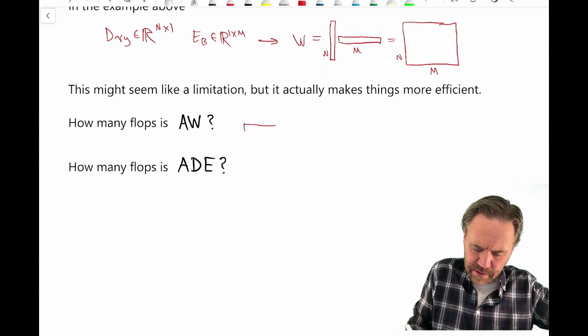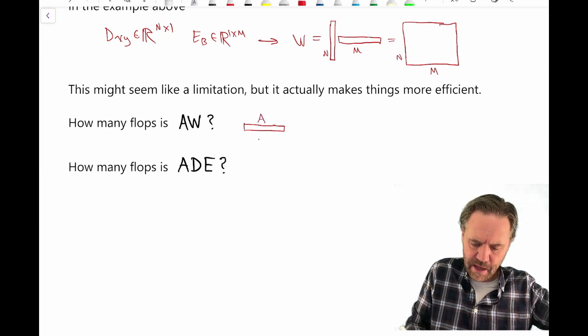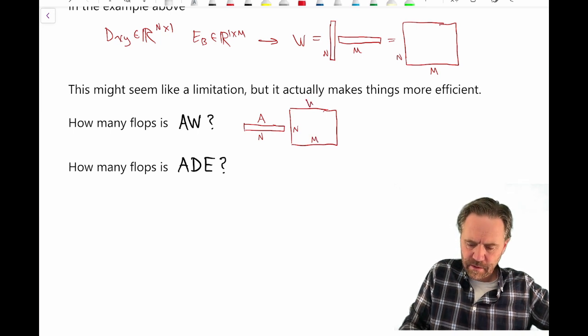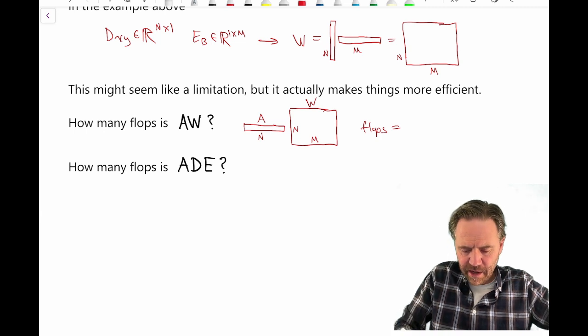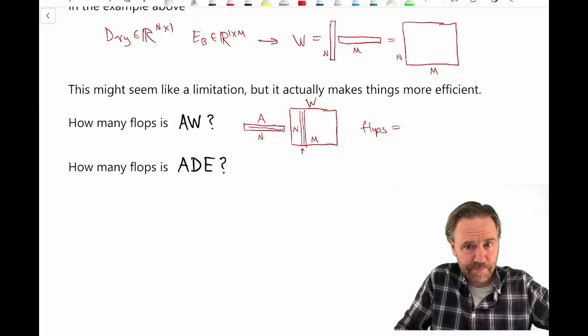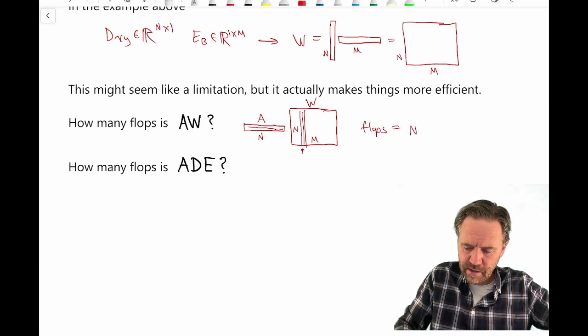So A is going to be some row of activities. There are going to be n elements in it. And W is this n by m matrix. So the number of flops equals, well, for every column in W, you have to form this sort of inner product of A with that column, right? That inner product has on the order of n flops, and you have to do m of them. So it's n times m, or order nm flops.